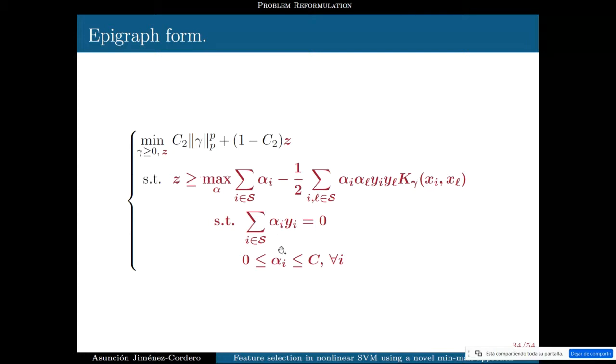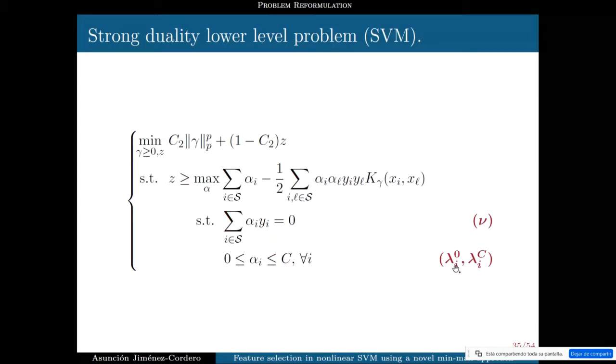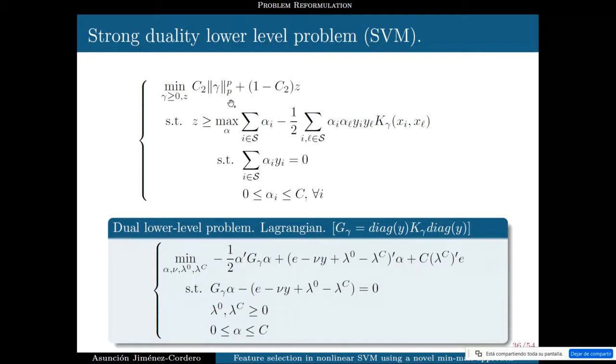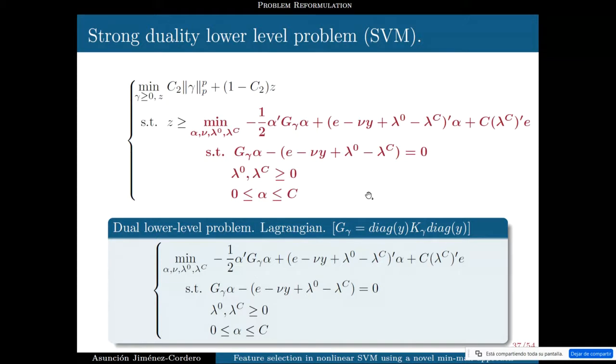Then, since the dual of the SVM problem has a quadratic objective function with linear constraints, we can use all the duality theory, and this is exactly what we do. So we define the dual decision variables for each one of the constraints, and we compute the dual of the lower level problem here. This is the standard form to calculate the dual, so we use the Lagrangian, and here just some notation. So this G gamma is nothing but the product of these matrices here, where the kernel appears. This is the dual of the lower level problem, and we can replace this lower level problem by its dual.